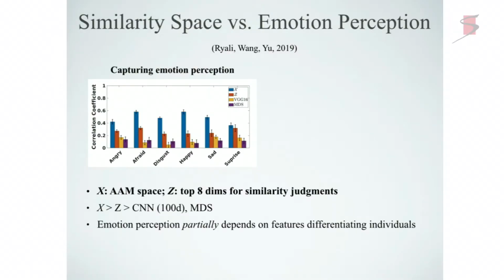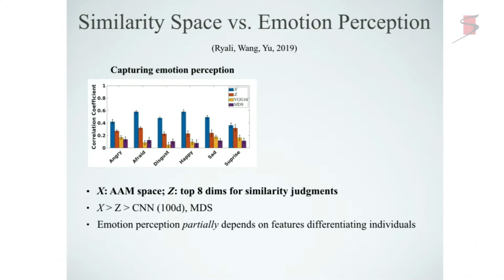And so we can do a similar thing to see how well these models capture emotion perception. So again, X is the full space, and Z is just the top 8 dimensions important for similarity judgment. And then we see that while Z is still better than the deep neural net and multidimensional scaling, now it's not nearly as good as the full space of all the facial features.